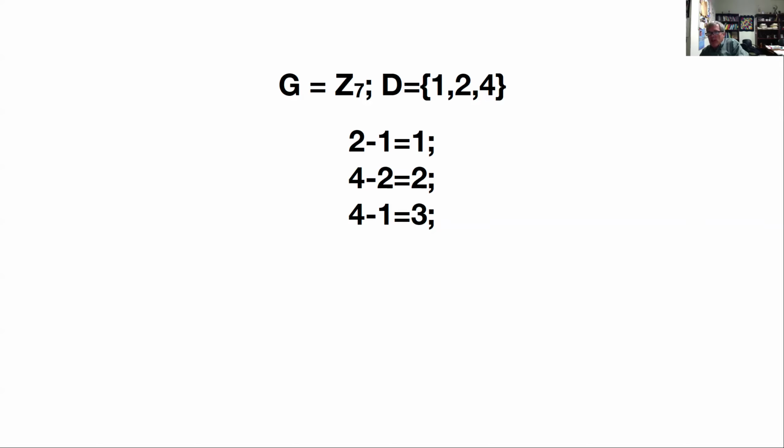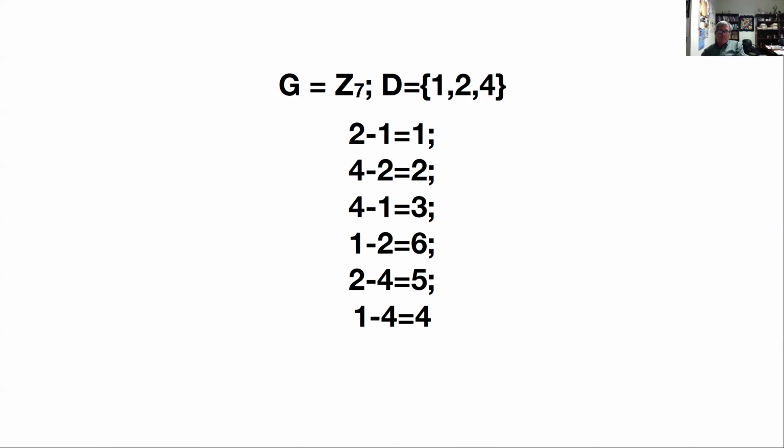As the name implies, difference set, I'm going to be taking differences. The easy ones are 2 minus 1, 4 minus 2, 4 minus 1. We're working mod 7, so you do 1 minus 2, that's a negative 1, but mod 7, that's 6. And the key thing about this is every non-zero element of Z7 appears exactly one time as a difference of elements in my set. That makes that a difference set.